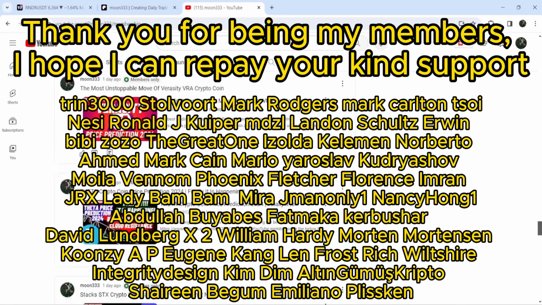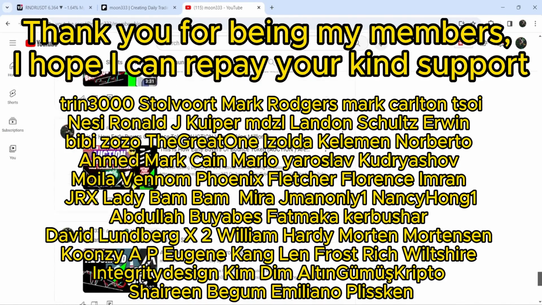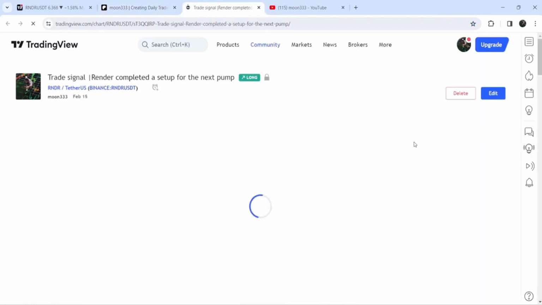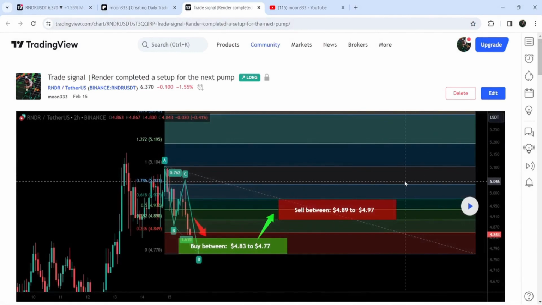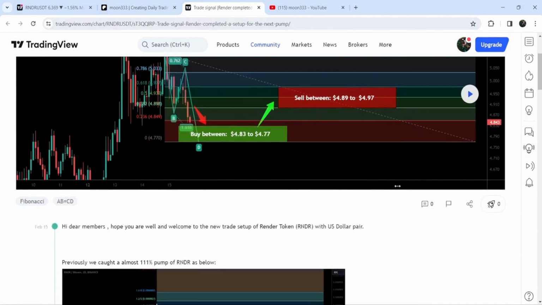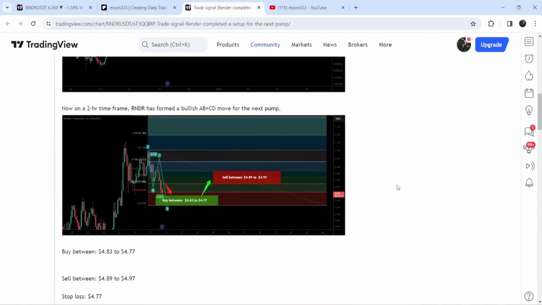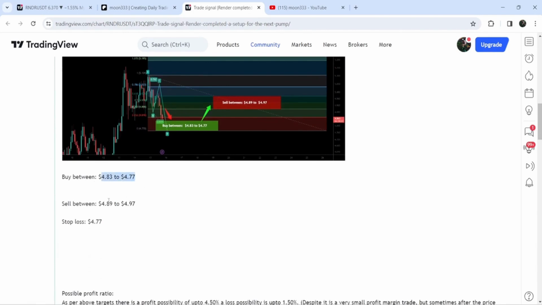Let's start the analysis, and first of all, let me begin with my most recent trade signal for Render that I shared 5 days ago with my members, and that was a harmonic bullish reversal AB equal to CD move that Render formed on a 2-hour time frame chart with US dollar pair, and this was a complete trade setup. This was a buying range, and the sell target zone and the stop loss.